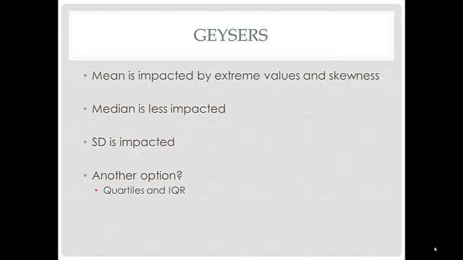In other Learning Goal videos, we've talked about the fact that the mean is impacted by extreme values and skewness. It's going to get pulled in the direction of the extreme values or the skewness, whereas the median is less impacted. Now, we also talked about how the standard deviation is impacted by extreme values and skewness. But until now, we have not given you another option to talk about variability. We'll talk about one of those options now, introducing the ideas of quartiles and interquartile range, which is abbreviated IQR.